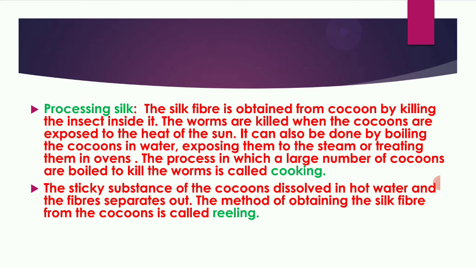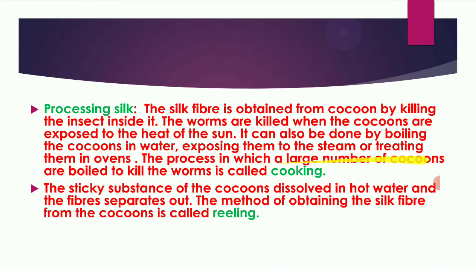It can be done by boiling the cocoons in water, or exposing them to steam, or treating them in ovens. There are three methods to kill the worms inside the cocoons. Either they can put them into boiling water, or they can expose them to steam, or they can put them into the oven.